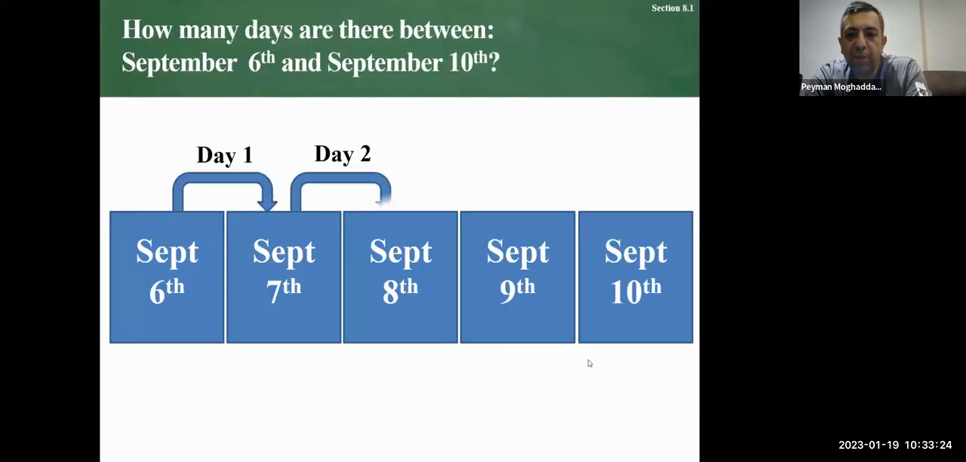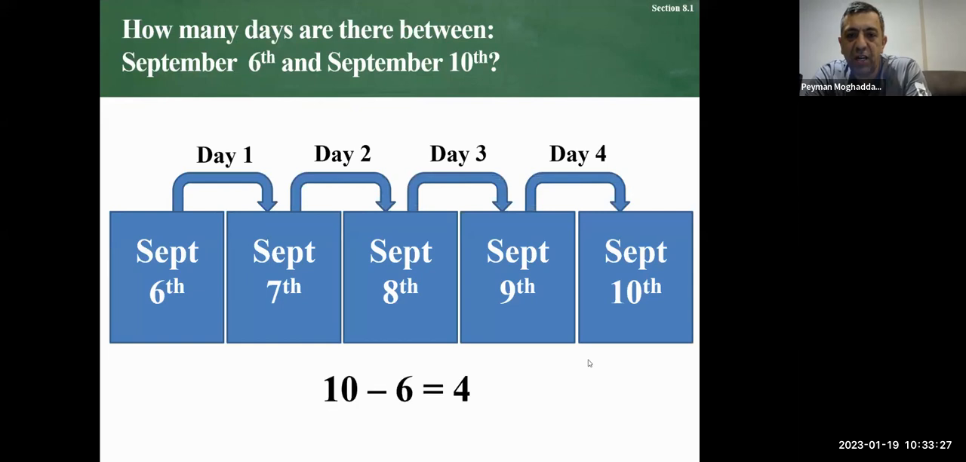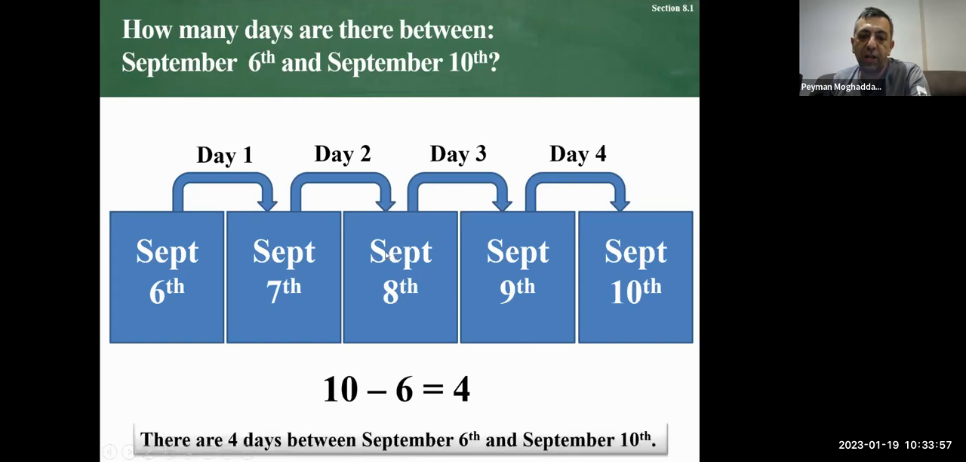So another example: how many days between September 6 and September 10? As I said, we either exclude the first day and include the last day, or the other way. So if we include the first day, it's going to be 1, 2, 3, 4 days. And if we do the other way, it's also 1, 2, 3, 4 days. In both ways, you have 4 days between September 10 and September 6, okay?